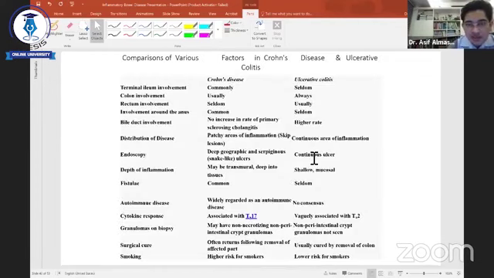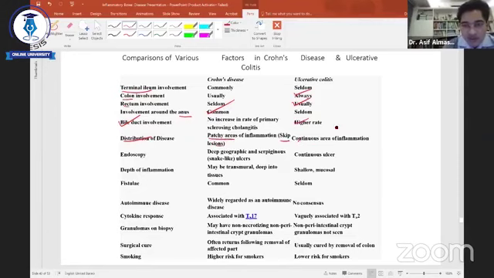Again, I will discuss slightly, if you remember. In case of Crohn's disease, the terminal ileum is involved. Colon is more involved in case of ulcerative colitis. Rectal involvement is more common in case of ulcerative colitis. Anal involvement is more common in case of Crohn's disease. Bile duct involvement is more common in ulcerative colitis. Sometimes in Crohn's disease, there may also be some involvement. Distribution, patchy, that means skip lesions.